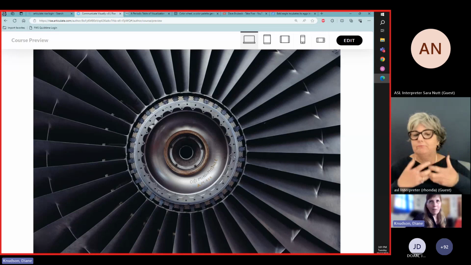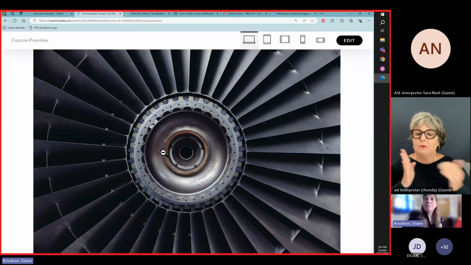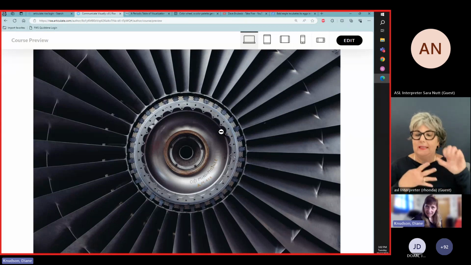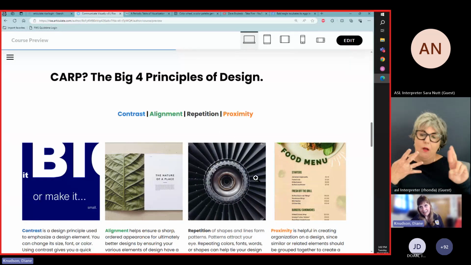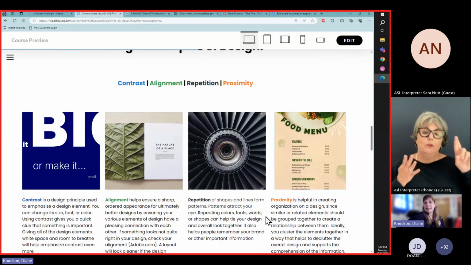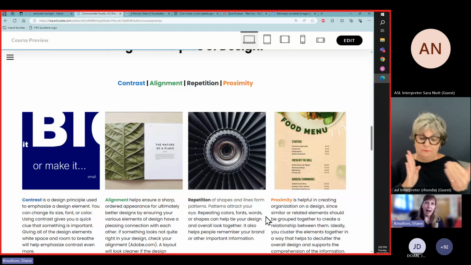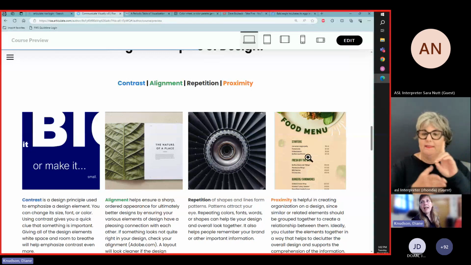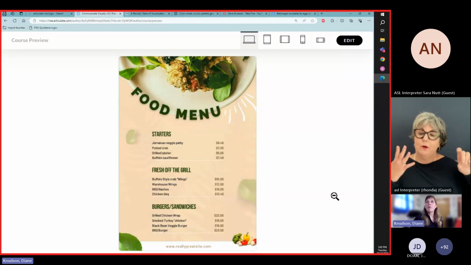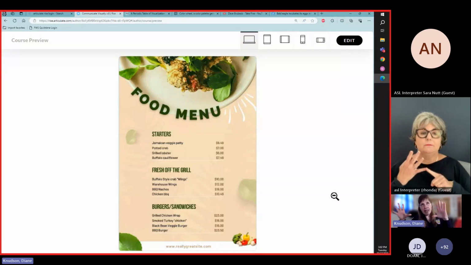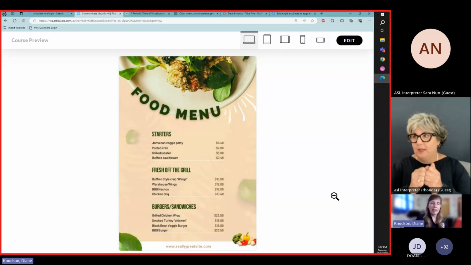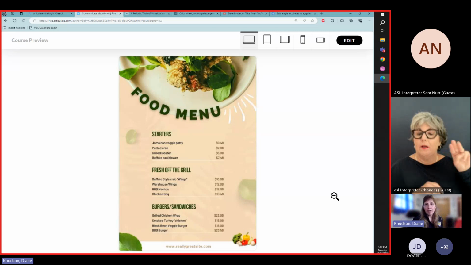And this is an example of repetition. You see the different shapes and how they're repeated and the lines. I thought that was a really good example. When you use repetition in your presentation, that helps unify your whole design. And finally, proximity. Proximity is putting things together that have a relationship. Like, for example, in a menu, the different categories.